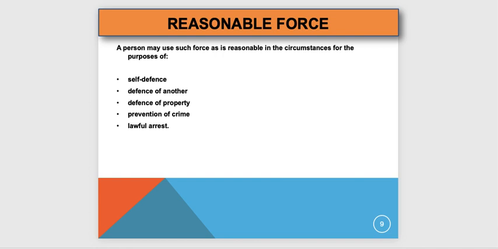Okay, so a person may use such force as is reasonable in the circumstances for the purpose of self-defence, so obviously to look after yourself. Defence of another, so you believe someone else is getting attacked, you can obviously defend that person by using reasonable force. Defence of a property, you believe someone's going to start smashing windows or anything like that. For example, in a stadium, people can start ripping seats and throwing them somewhere. Prevention of a crime. Now, anything would be classed as what is known as an indictable offence. So a crime would be assault. Crime would be criminal damage, murder, anything of that sort. You can use reasonable force to prevent it, and obviously using lawful arrest.